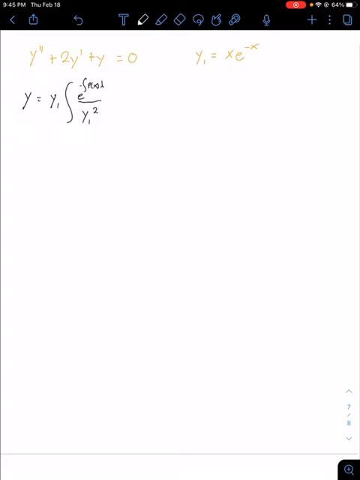The reduction of order method says that we're going to find a second solution, y sub 2, which we're just going to call y for simplicity. So the second solution that we're going to look for, we're going to label it y, is equal to y sub 1 times the integral of y sub 1 squared over e to the negative integral of p of x dx, and this is dx.